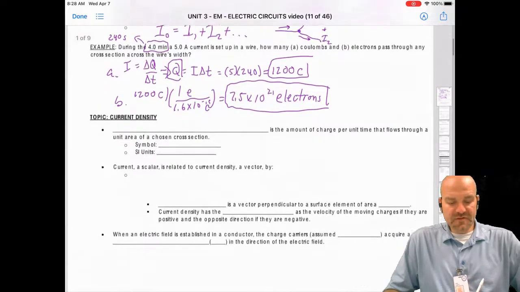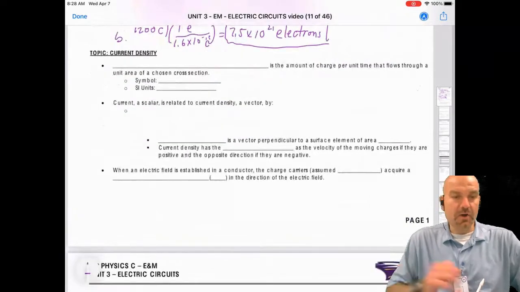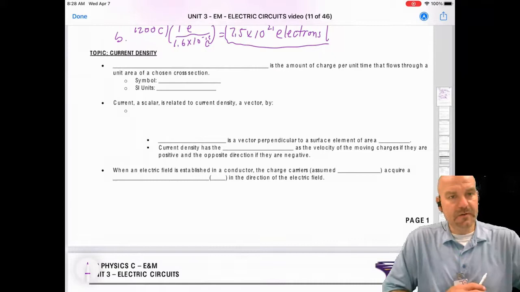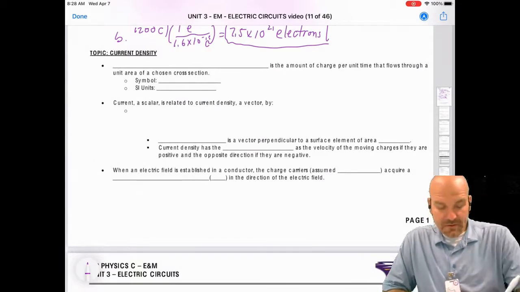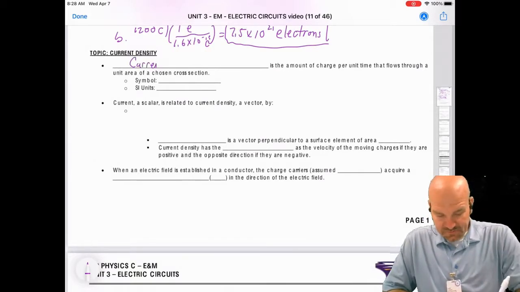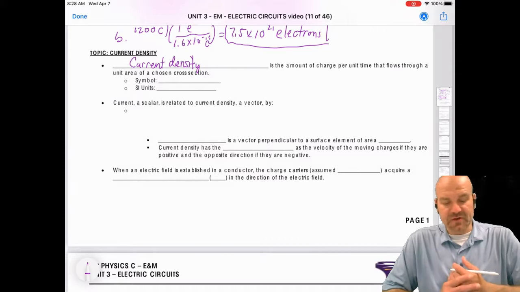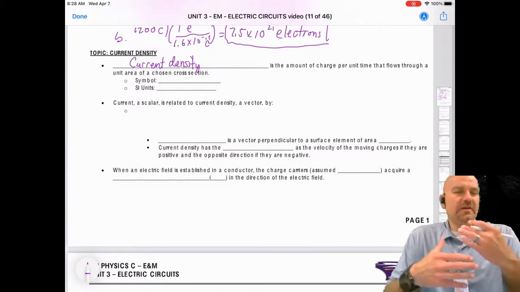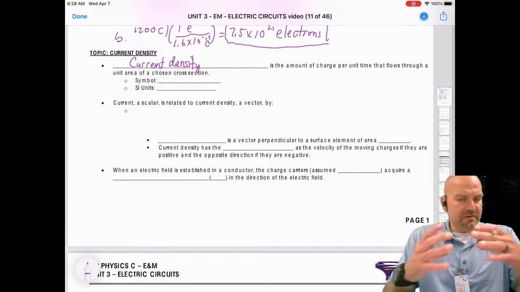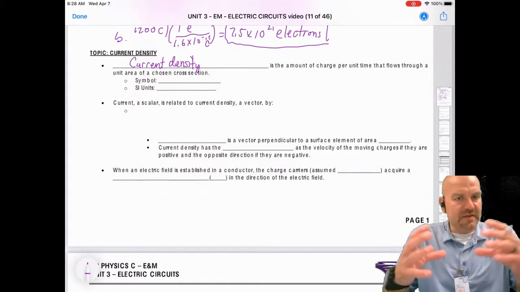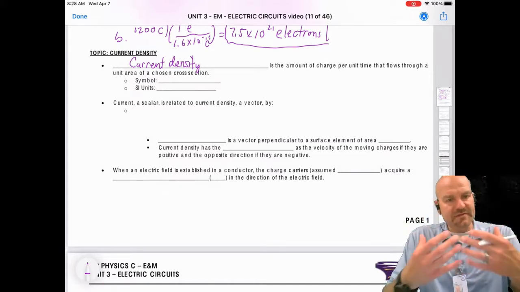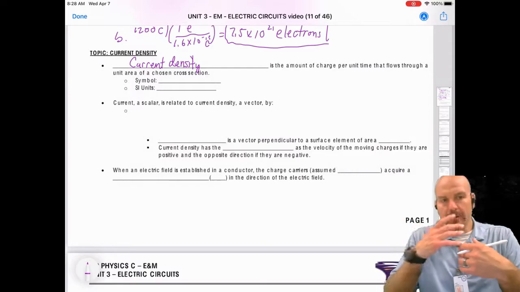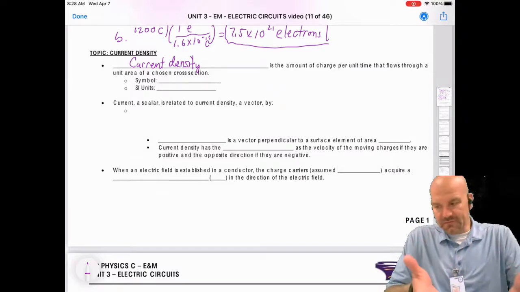Okay, so let's continue this little journey with electric circuits. Current density is the amount of charge per unit of time that flows through a unit of a chosen cross section. If you think about when we did electric charge and looked at surface density, this is almost the same idea. It's the amount of charge flowing through a unit area for a given amount of time.